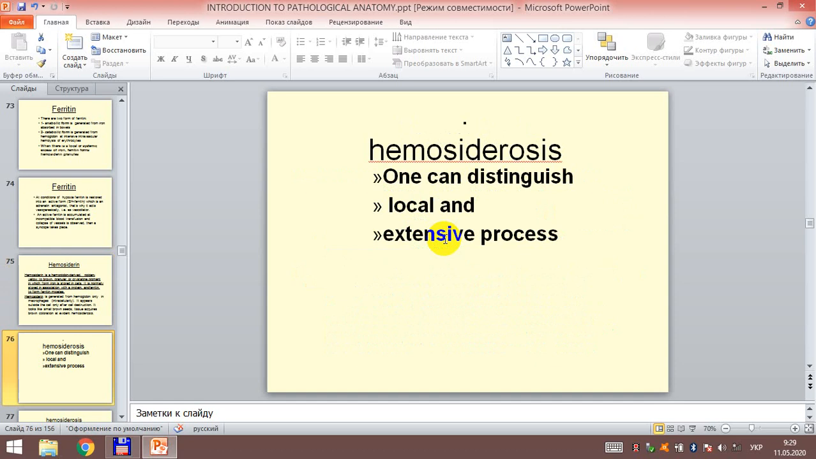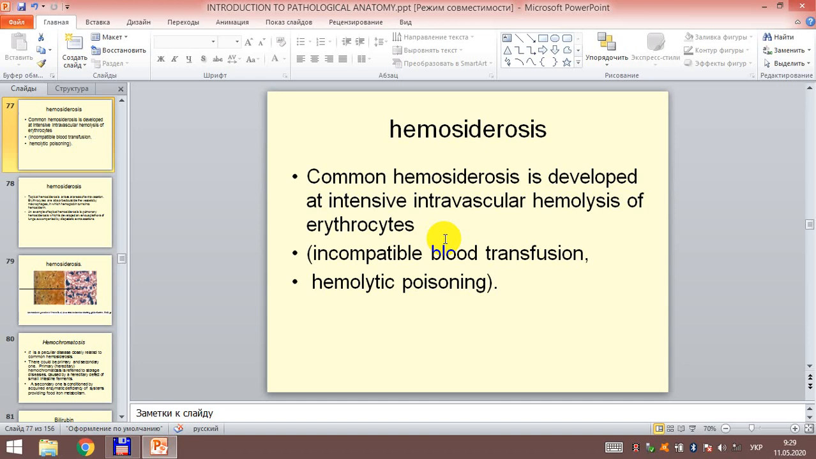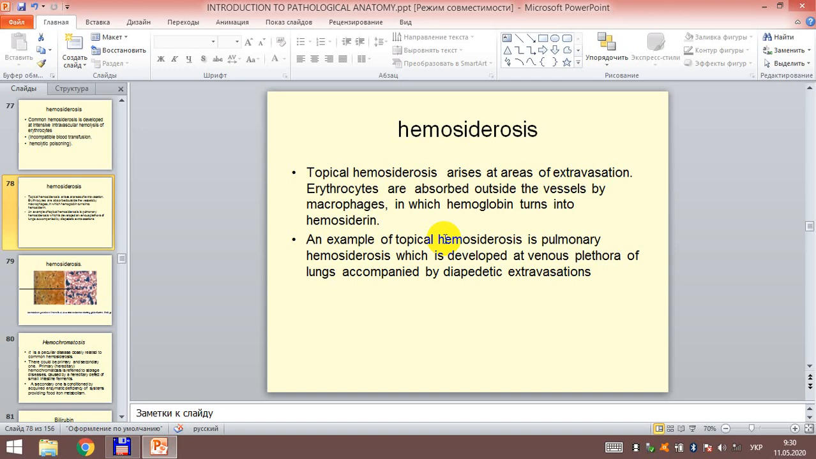In hemosiderosis, one can distinguish local and extensive process. Common hemosiderosis is developed at intensive intravascular hemolysis of erythrocytes, incompatible blood transfusion, hemolytic poisoning. Topical hemosiderosis arises at areas of extravasation. Erythrocytes are absorbed outside the vessels by macrophages, in which hemoglobin turns into hemosiderin. An example of topical hemosiderosis is pulmonary hemosiderosis, which is developed at venous plethora of lungs, accompanied by diapedetic extravasations.